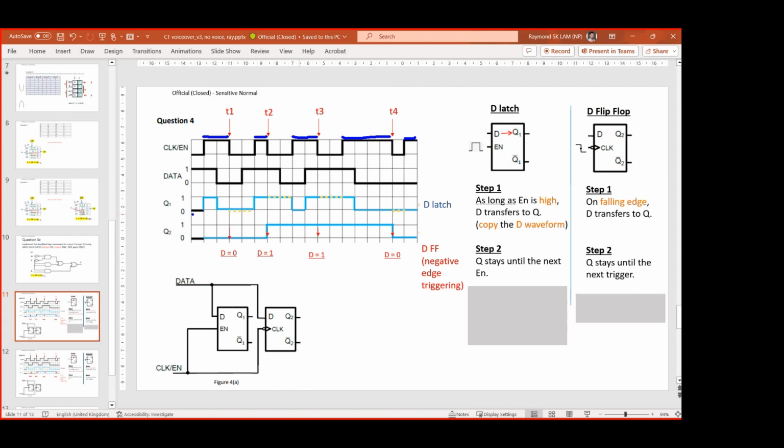So we start from left to right. Initially it's low, so you will stay low. Then when EN is high, what happened? You copy the D waveform. So you look at the D waveform, that means during this duration. That means during this duration, I think I better capture the screenshot first.